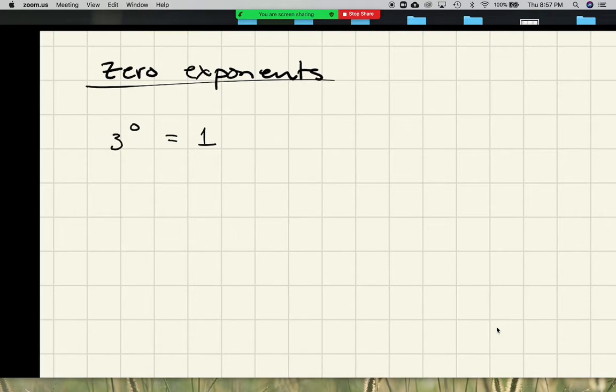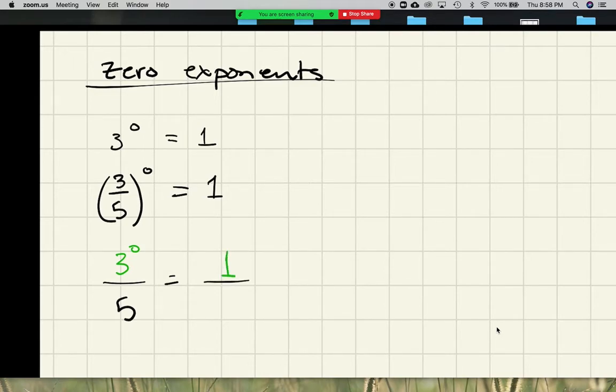I'm going to write out a couple different ways we could have this. So like 3 over 5, all to the 0. All of it is raised to the 0 exponent, so that's still 1. 3 to the 0 divided by 5 is a tiny bit different. That just means the top part is 1, and the rest of it is just whatever it is.